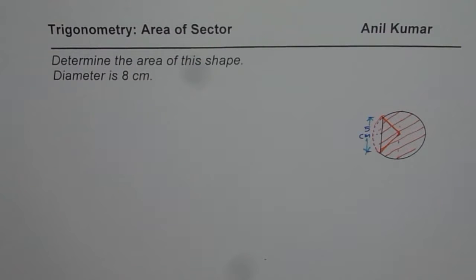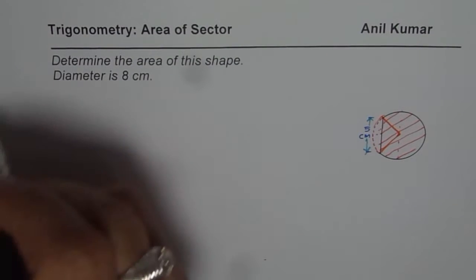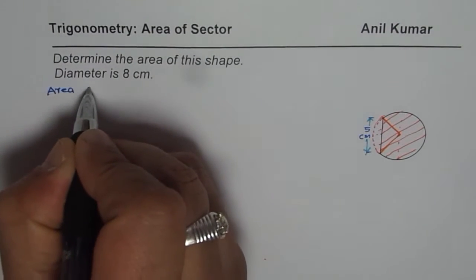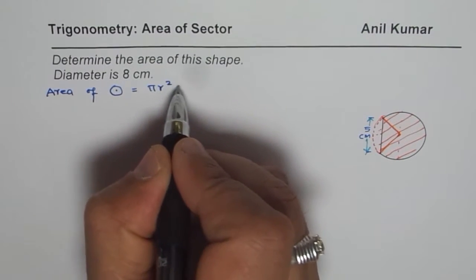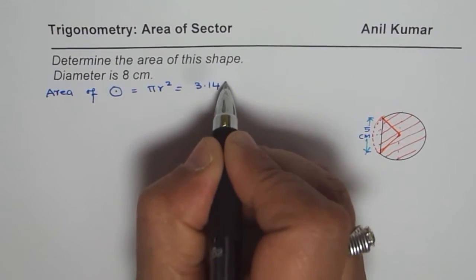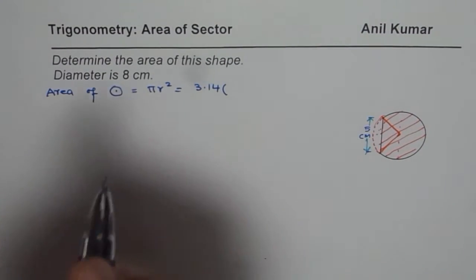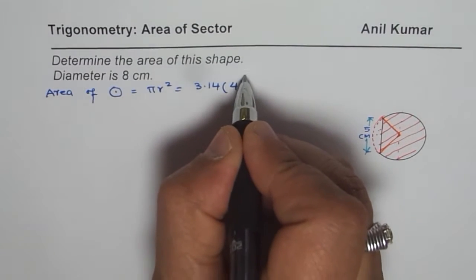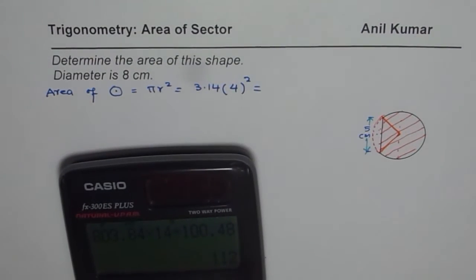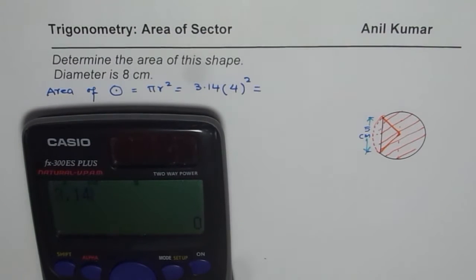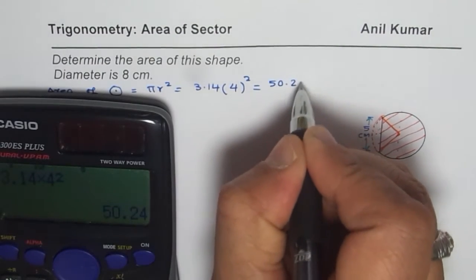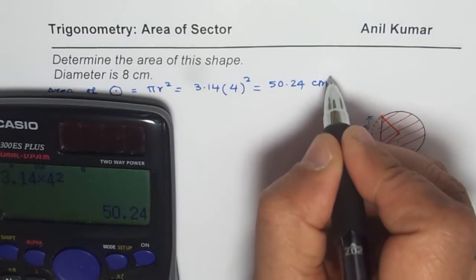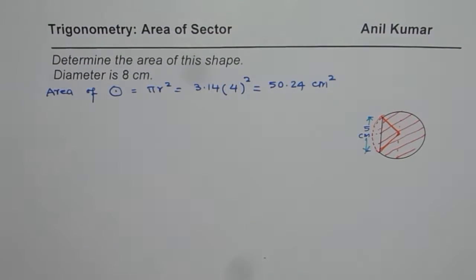So let's begin by writing down the area of the circle first. Let's say this is my circle, the area is pi r square. Pi you can take as 3.14. Radius, since the diameter is 8 centimeters, we know the radius is 4 centimeters. So 4 square, correct? Let's calculate this value. We have 3.14 times 4 square, which is 50.24 centimeter square. So in the first step, we found the area of the full circle.